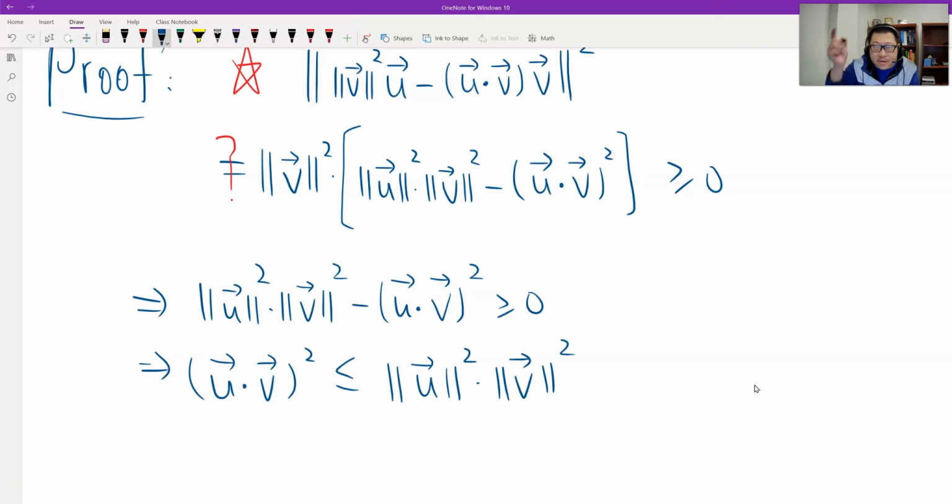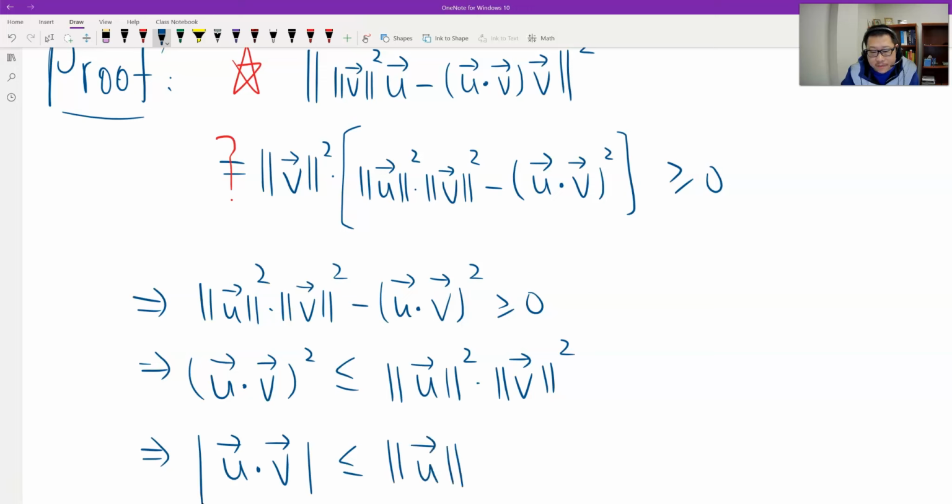And then take the square root of the positive number. So we get, of course, don't miss the absolute value, the absolute value of u dot v, and this should be less than or equal to, taking the square root, the norm of u times the norm of v, because the norm is already non-negative. So this one should be true, right? So this is the Cauchy-Schwarz.